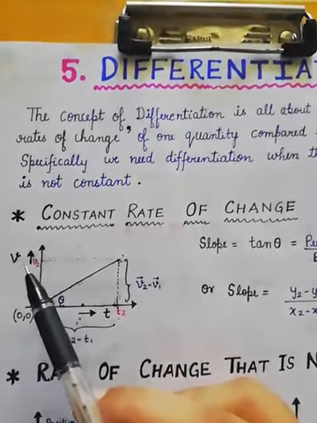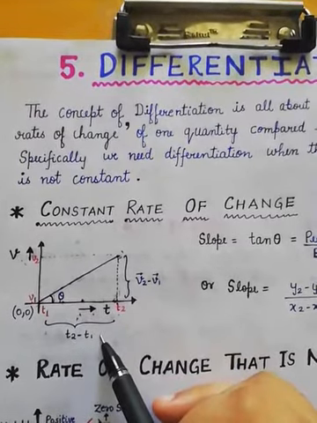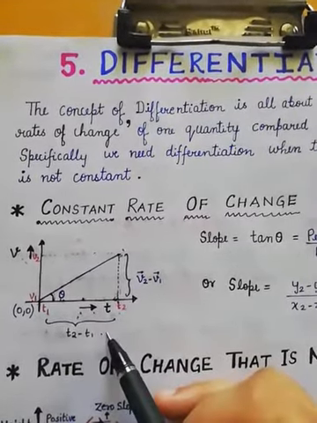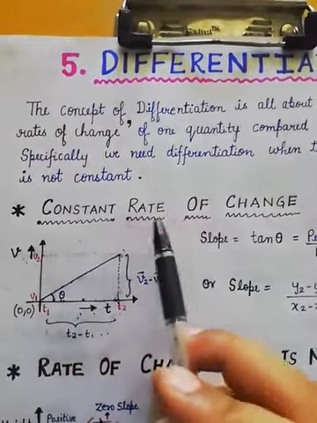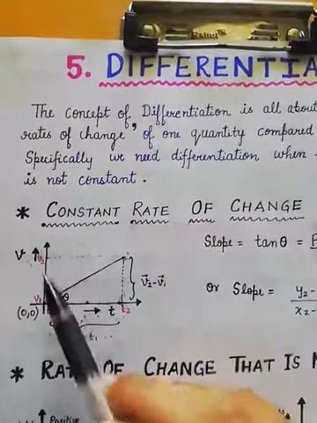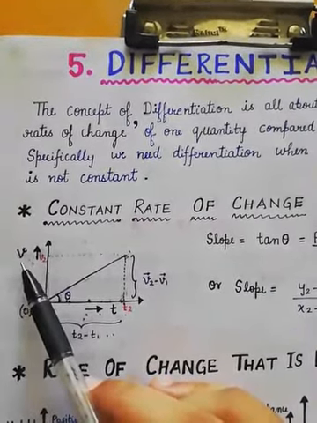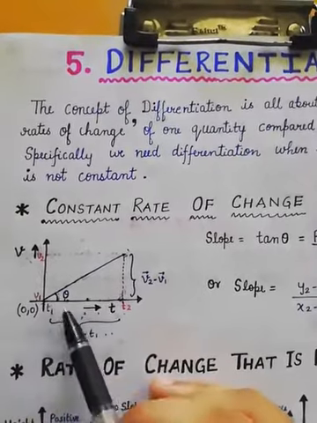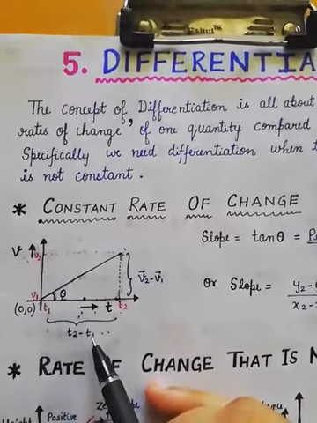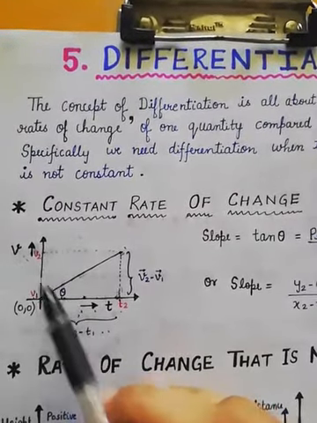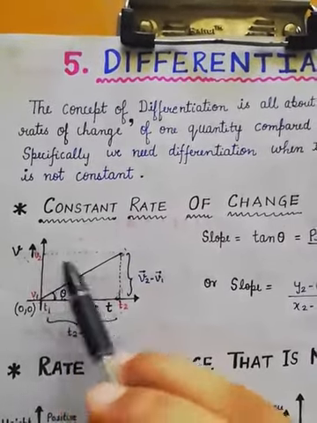So when the change in the y-axis with respect to the change in the x-axis gives you a constant value, then this is nothing but a constant rate of change. How do you find the rate of change of one particular quantity which you have plotted on the y-axis with respect to the other quantity which you have plotted on the x-axis? How do you find the ratio of those two quantities? For that we will calculate the slope of the graph.